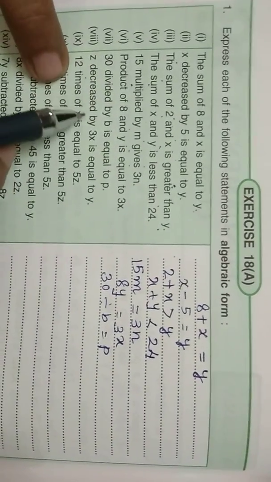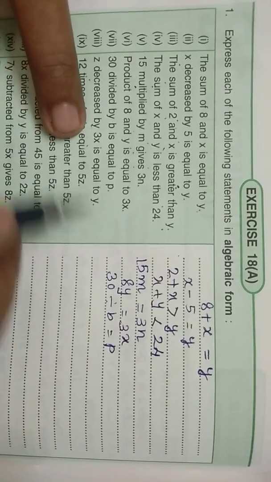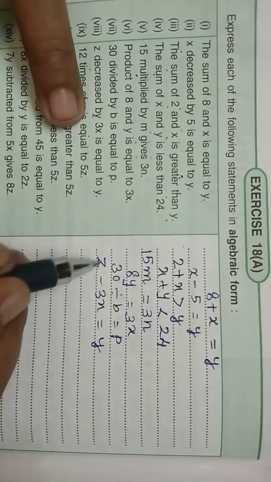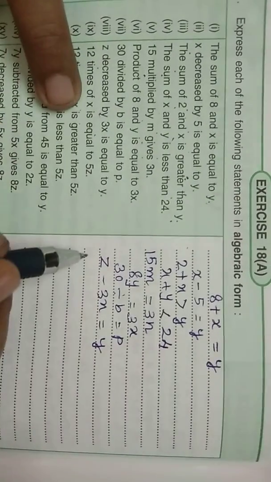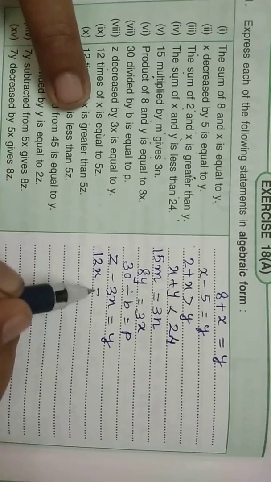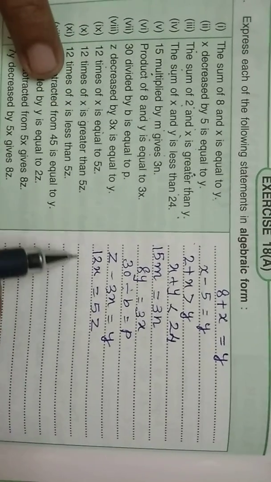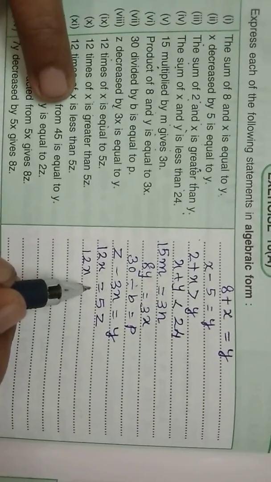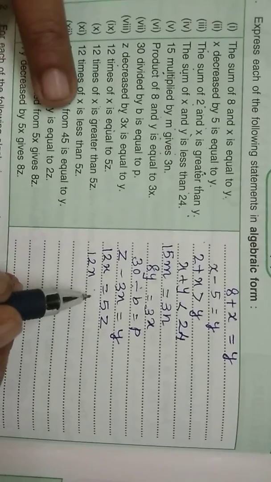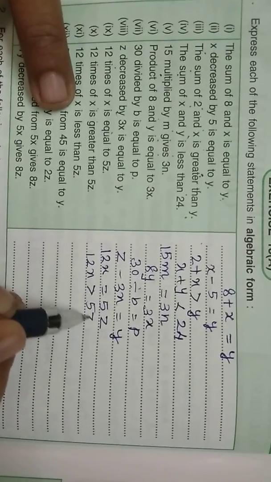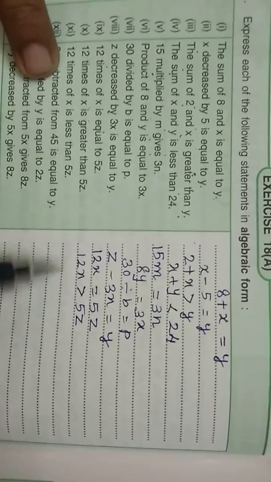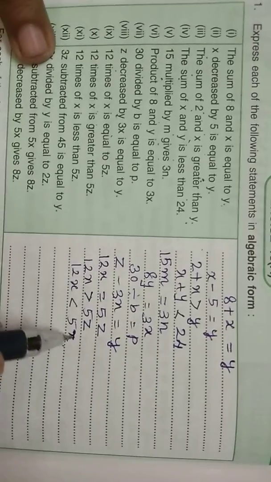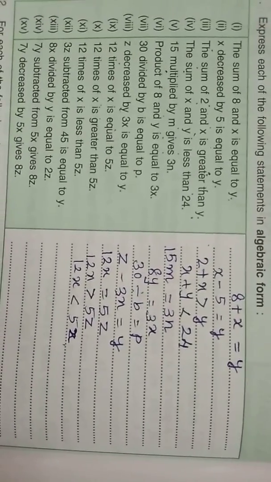Next one, z decreased by 3, that is z minus 3 equals y. Then 12 times x, that is 12 into x equals 5z. 12 times x is greater than 5z. Then 12 times x is less than 5z. Just like this, try to do the remaining questions yourself.